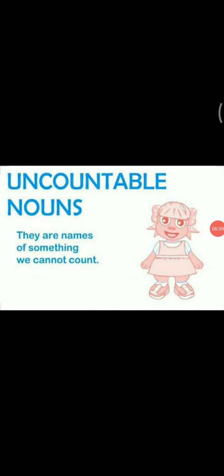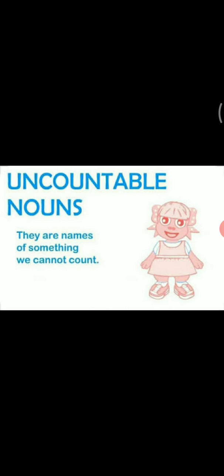Uncountable nouns. What are uncountable nouns? First we have seen countable nouns, which represent the things we are counting, the nouns we are counting. That makes it easy for us to observe how much quantity we have. The definition of uncountable nouns is: uncountable nouns are things that we cannot count in numbers.